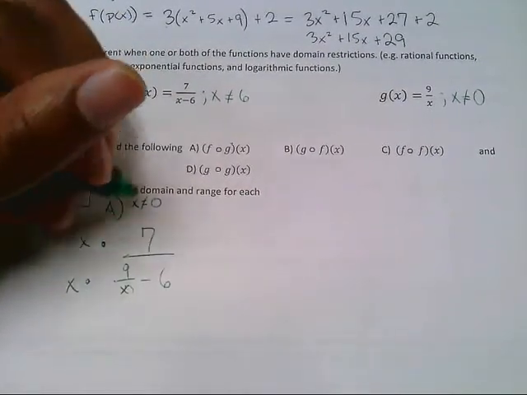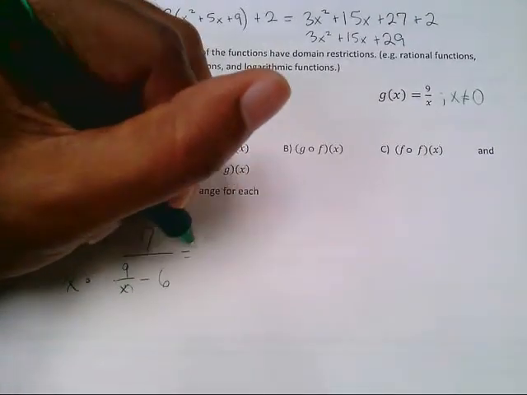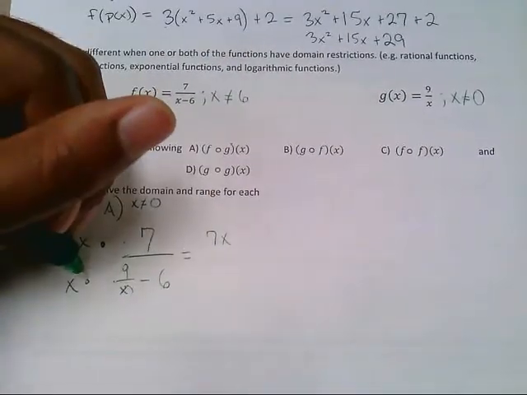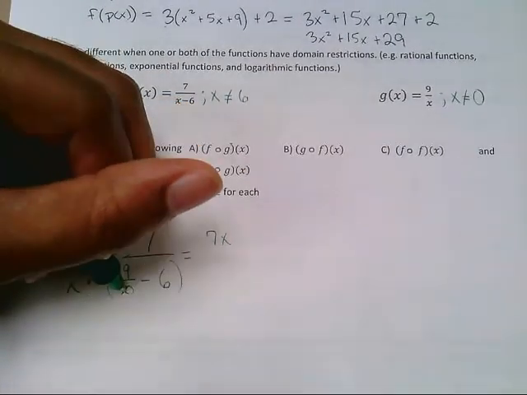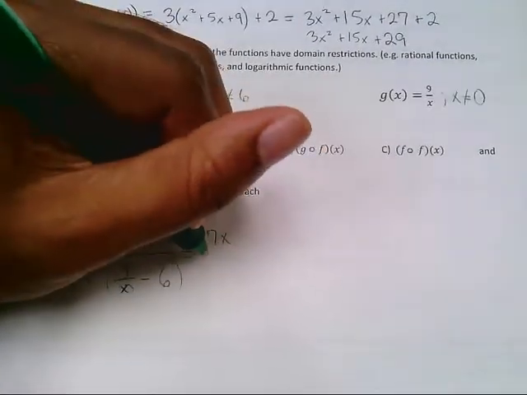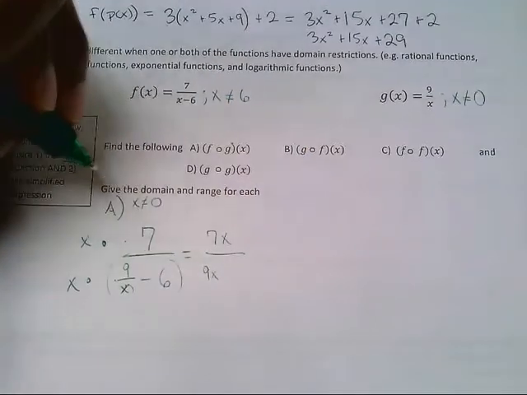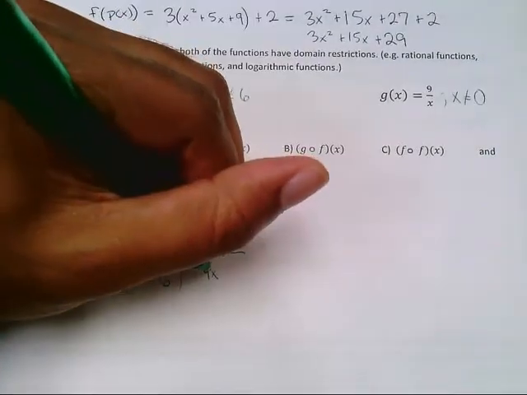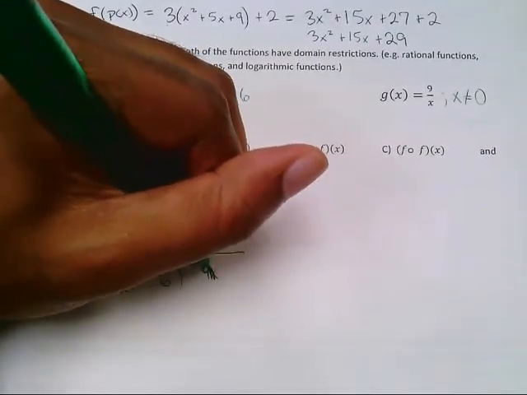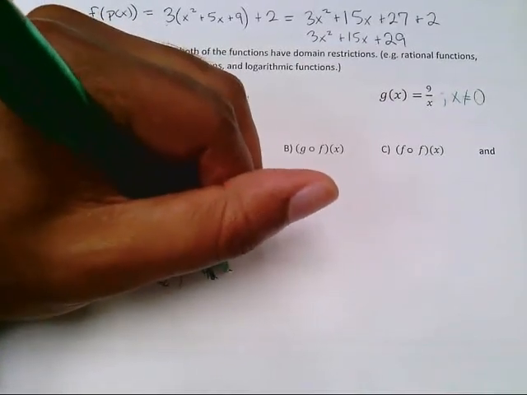So the x times 7 will give us 7x, and notice when we do x times 9 over x, these x's will cancel. I'm sorry, that will leave us with 9, because the x's cancel, minus 6x.